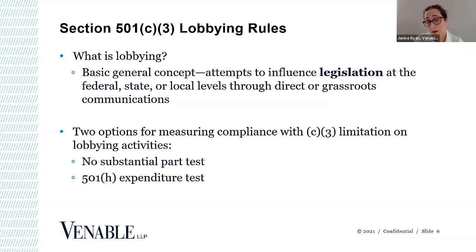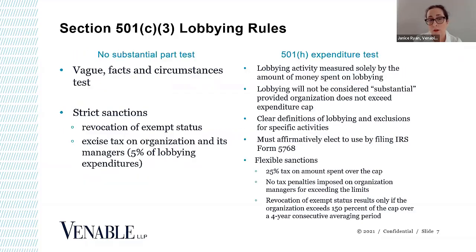501(c)(3)s, public charities have two options for measuring compliance with the limitations on 501(c)(3) lobbying. You can either measure your compliance under the no substantial part test, which is the default rule under the tax code, or the 501(h) expenditure test, which is a test that you can formally elect by filing a form with the IRS.